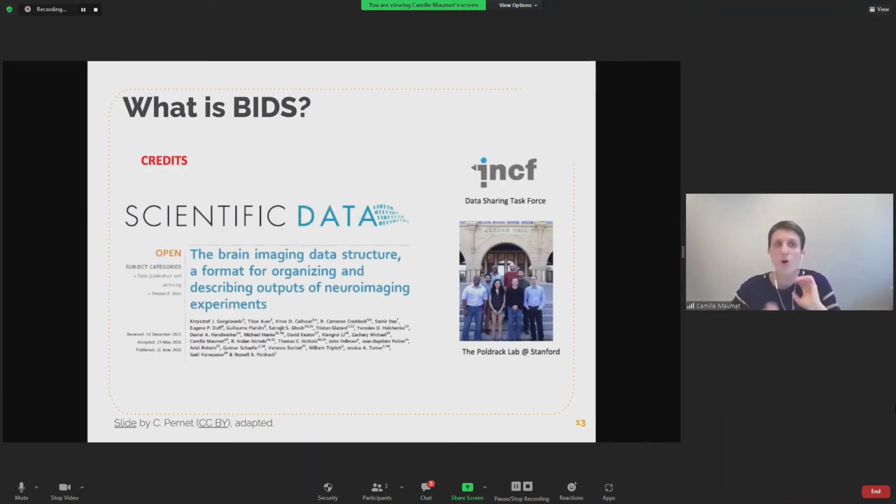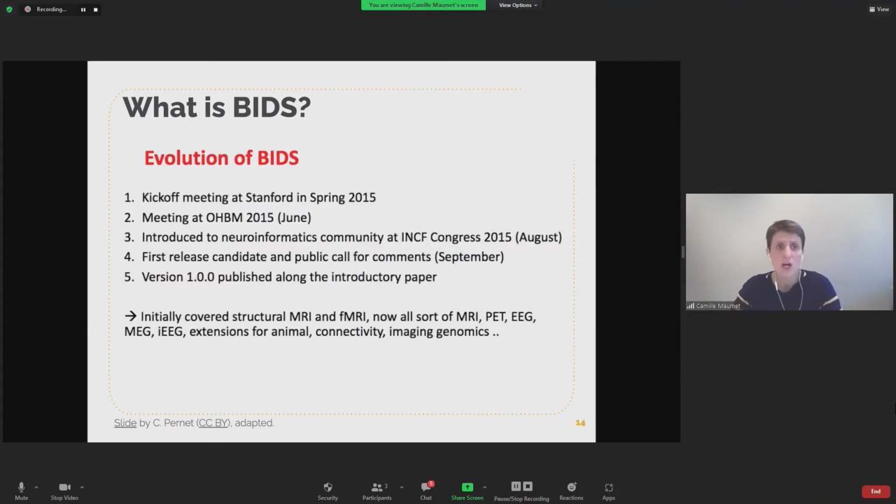Getting a bit more into the detail of BIDS. It was an effort that initiated from the INCF data sharing task force, and in particular from the Poldrack lab at Stanford, and more specifically Chris Gorgolewski. There is this first publication that introduced the approach, and everything started in 2015. The paper I showed before was really the first release candidate. But since then, BIDS has been extended beyond MRI and fMRI to PET, EEG, MEG, iEEG, and so on. And we'll hear a bit more about this later on.